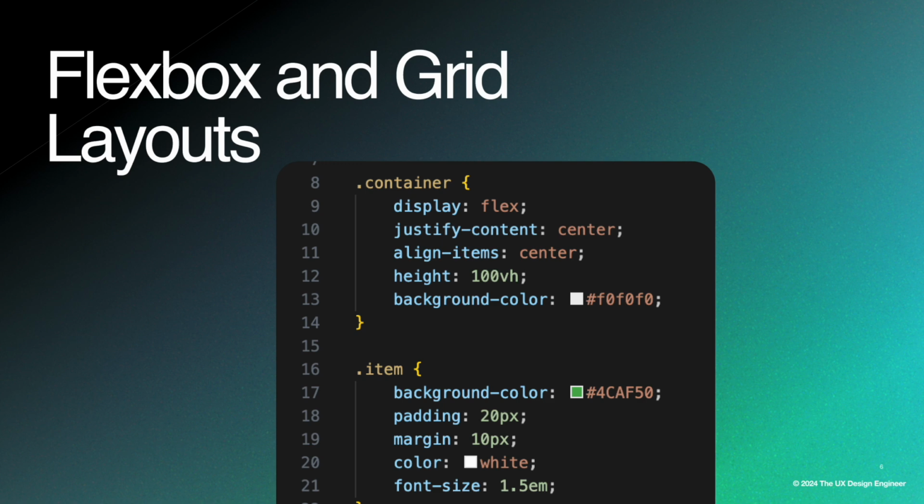Here's a basic example of Flexbox. We'll start by defining a container and setting the display property to flex. With these few lines of code, we can center our items both vertically and horizontally within the container. Flexbox makes it super easy to handle alignment and spacing.